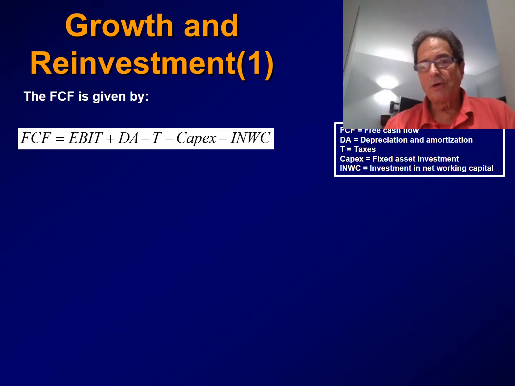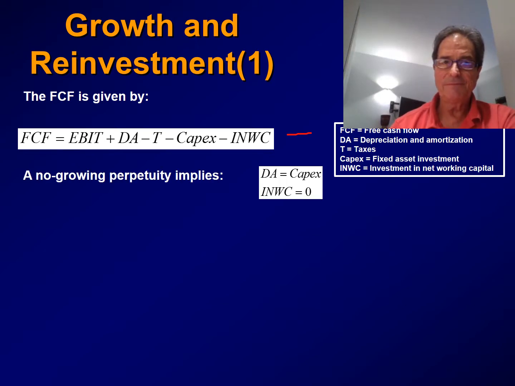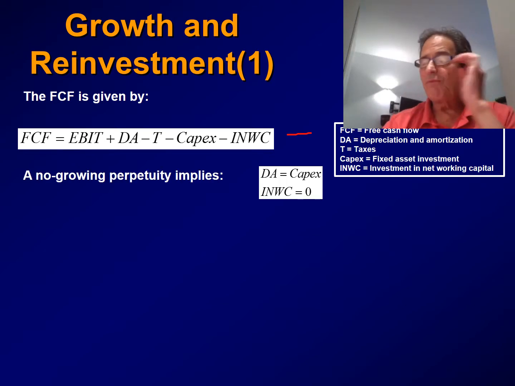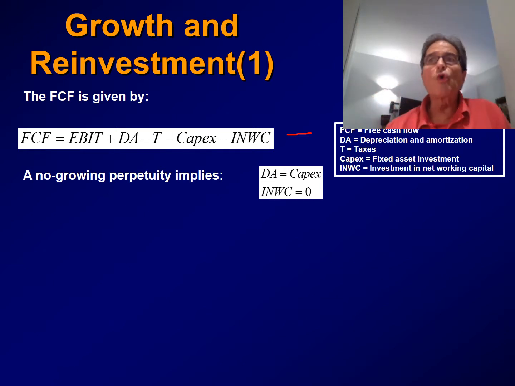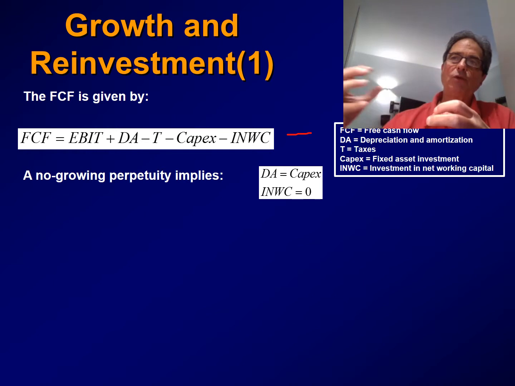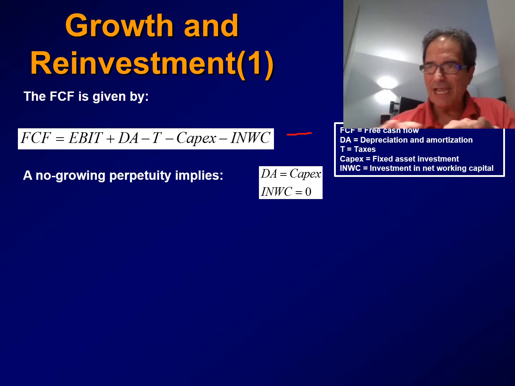We must recall that the free cash flow is given by EBIT plus depreciation, minus taxes, minus capex, minus investment in working capital. If we start from a base case in which we are assuming no growth, meaning that the perpetuity representing the terminal value in year 20 will not grow, we will have just a steady cash flow.